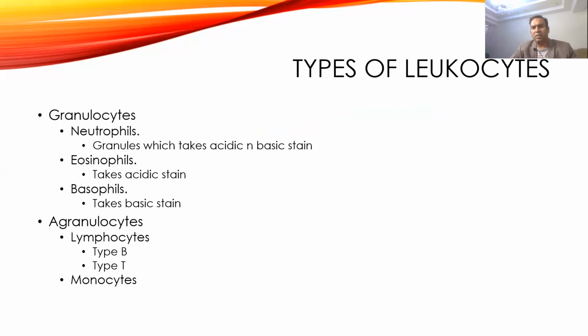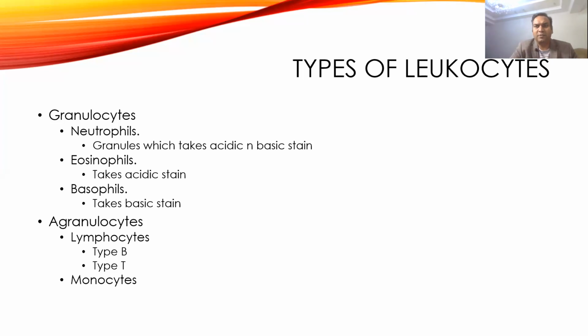There are different types of leukocytes, and they are classified into two types with respect to the presence of granules. WBCs which contain granules are called granulocytes, and WBCs which don't contain granules are called agranulocytes. In granulocytes, neutrophils have granules which can take both acidic and basic stain, so they stain with both eosin and methylene blue stain. Eosinophils contain granules which take only acidic stains, and basophils contain granules which take only basic stain. We will talk about the details subsequently.